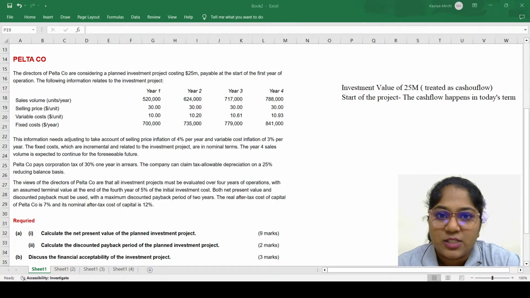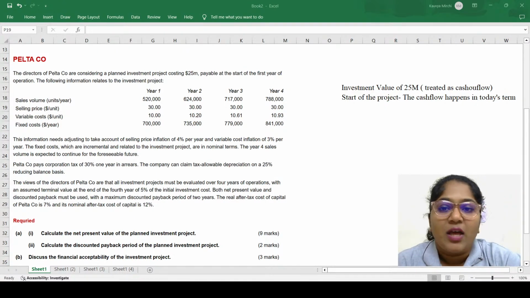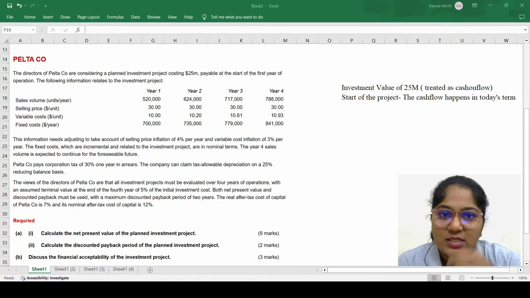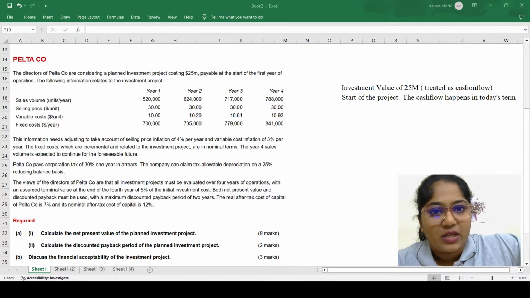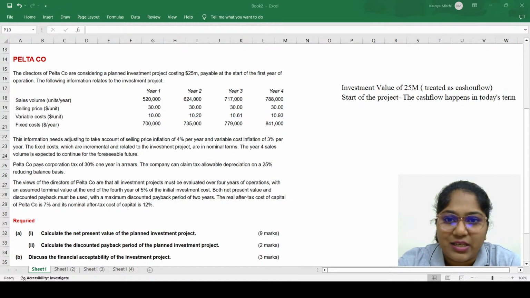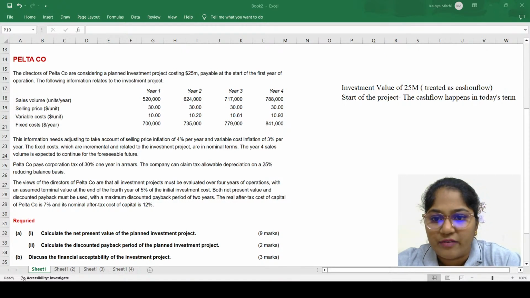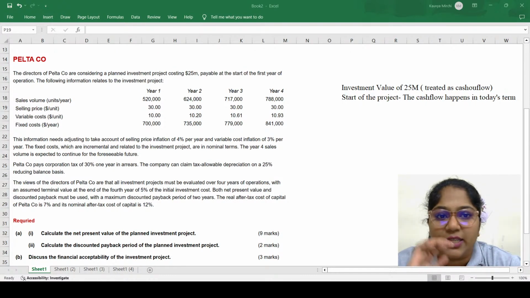And we have selling price per unit. $30 is what we have estimated in today's terms. And then we have variable cost, that is $10 in today's terms, then 10.2, 10.51 and 10.93 for the next 2, 3, 4 years. And we also have fixed cost. Now you see, the information they have given needs adjusting to take account of selling price and inflation of 4% per year.